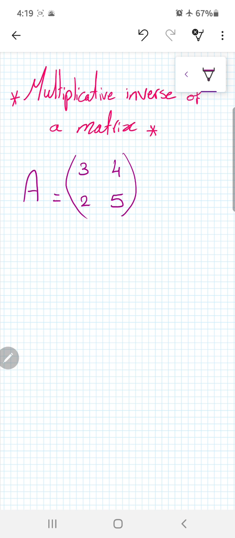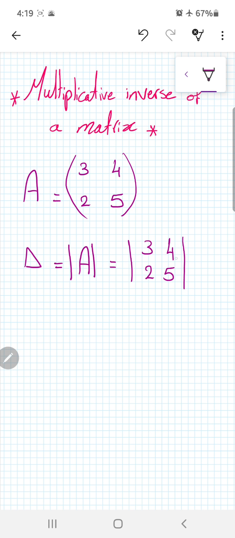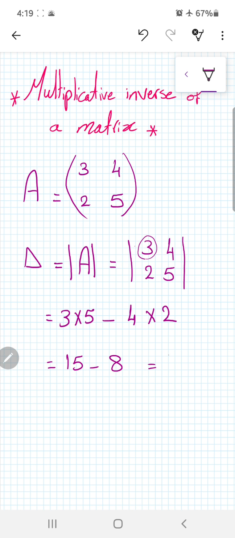To get the multiplicative inverse, first we want to get delta. What's the meaning of delta? As we said in the last lesson, delta equals the determinant of A. Okay, let's remember how to get the determinant. We want to get the determinant of [3 4; 2 5]. As we said, first we start with 3, so we make 3 times 5 minus 4 times 2 and get the result.